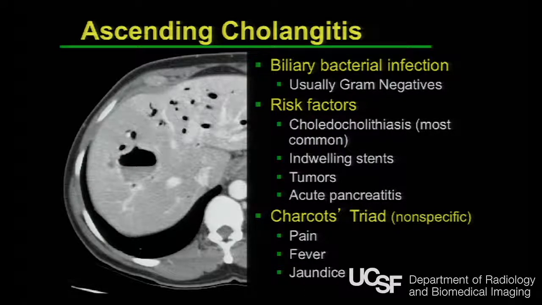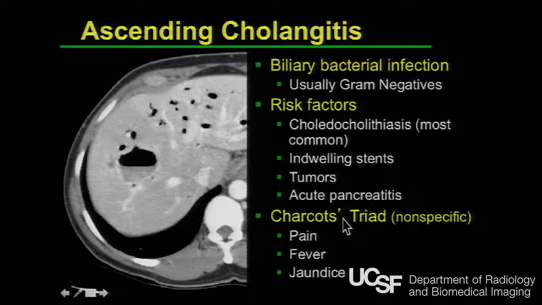Other types of cholangitis, ascending cholangitis, are usually caused by gram-negative bacteria, salmonella, other gram-negative types of bacteria, coliform bacteria. The risk factors are any type of disease, really, of the biliary tract. It could be stone disease, indwelling stents, even tumors, for some reason, can predispose to ascending cholangitis and pancreatitis.